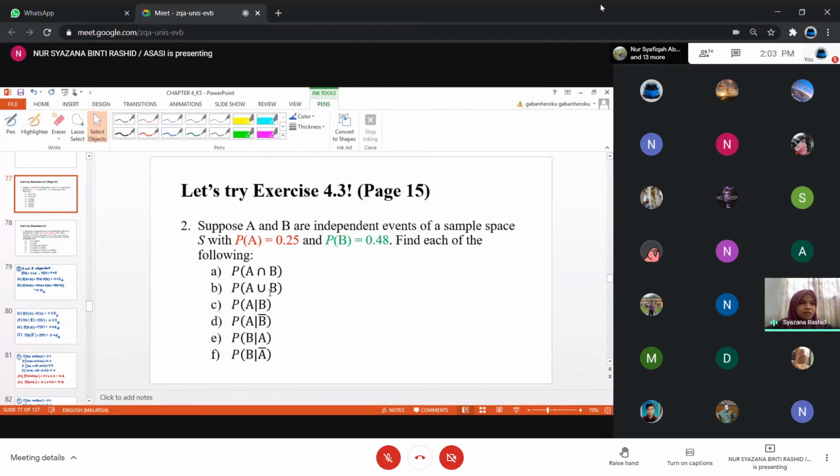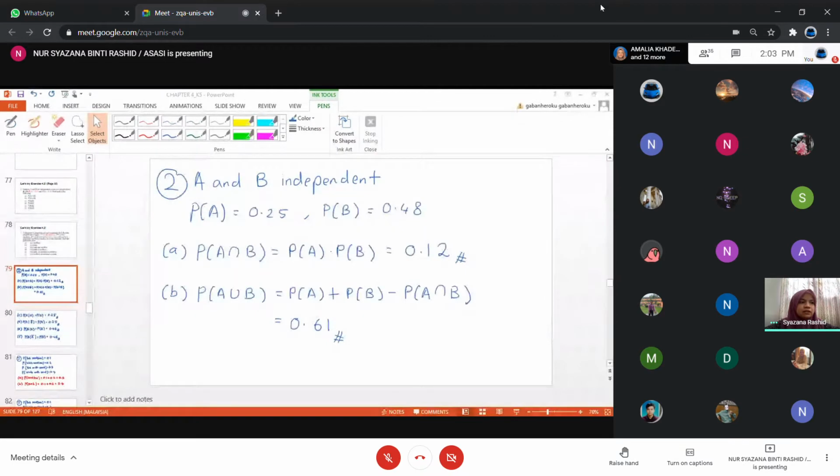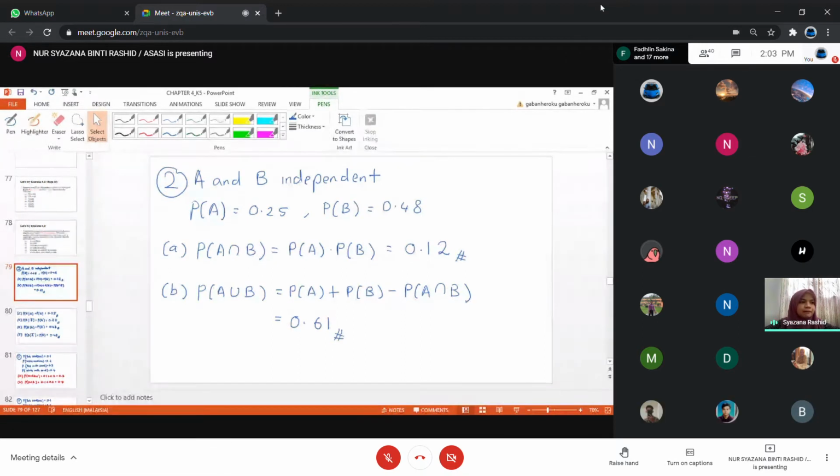Next, we need to find all of these: the probability of the intersection A and B, the union of A and B, the conditional A given B, and A given the complement of B. I will go one by one and show you the answer. Like I said just now, the statement that A and B are independent is very important. Make sure that when it says independent, you refer to a suitable formula to answer probability of compound events. So for part A, find A intersect B.